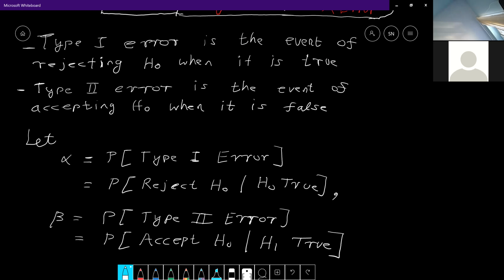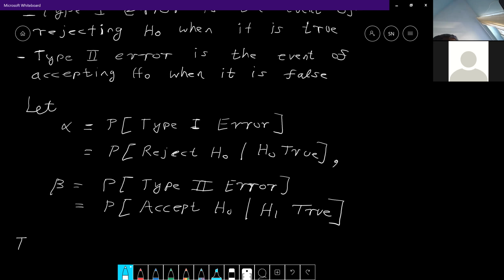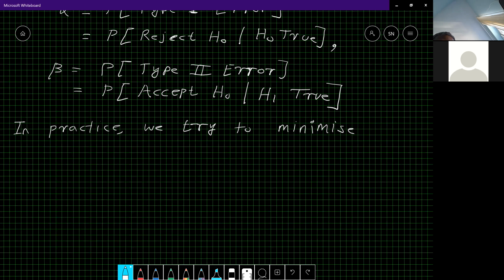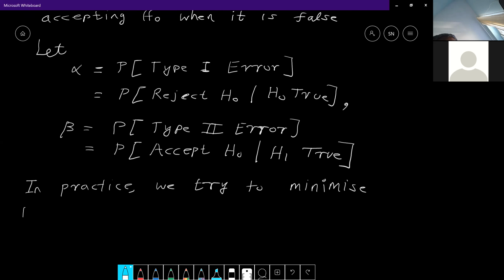Okay, so what we should try, in practice, we try to minimize the values of alpha and beta.